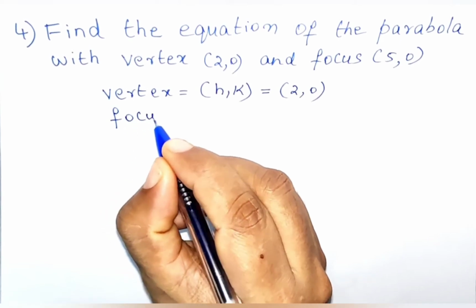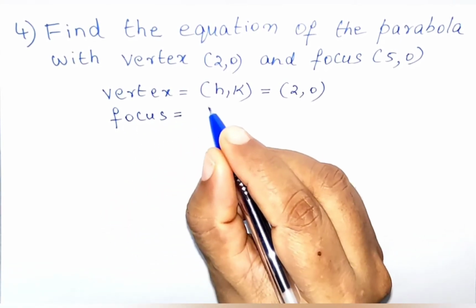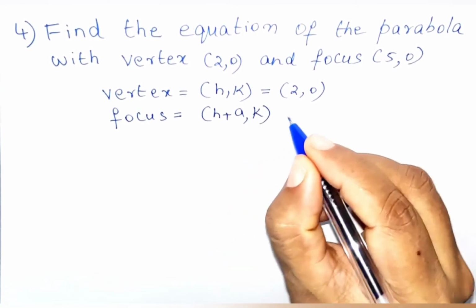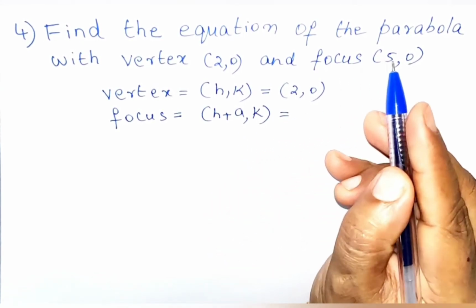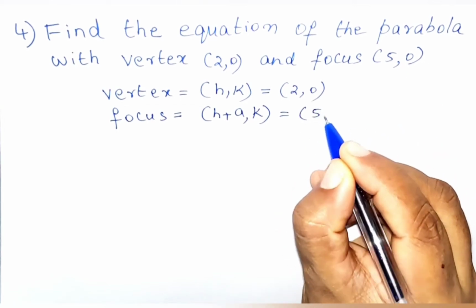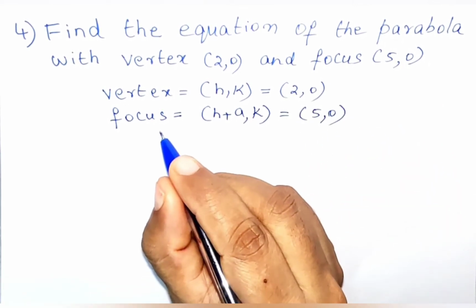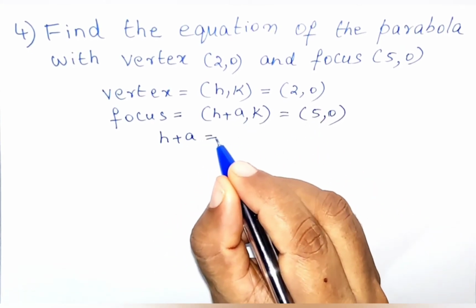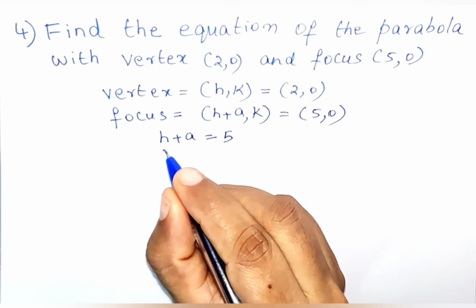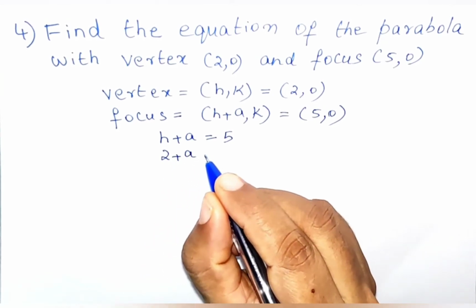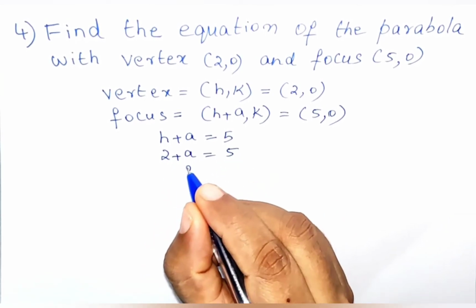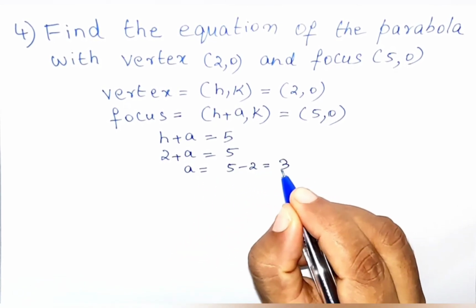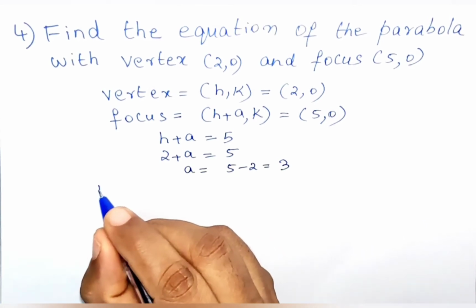Now let us write the focus. The focus is given as (5, 0). The formula for focus is (h plus a, k). In the place of h plus a we have 5, and in the place of k we have 0. So our h plus a is equal to 5. We know the value of h. h is 2, so 2 plus a is equal to 5, and a will be equal to 5 minus 2 when we shift the 2 to the other side. So this becomes 3. So the value of a is 3.